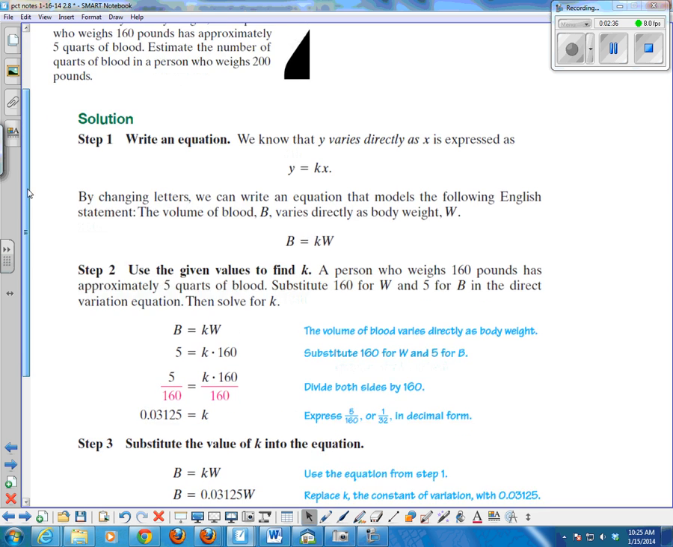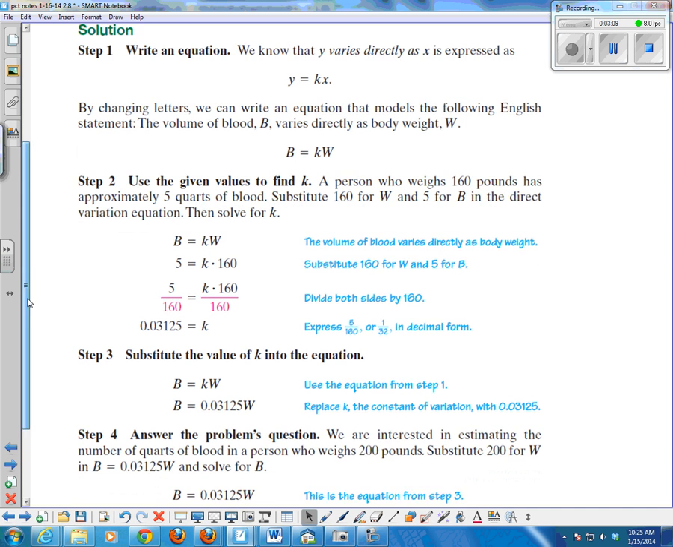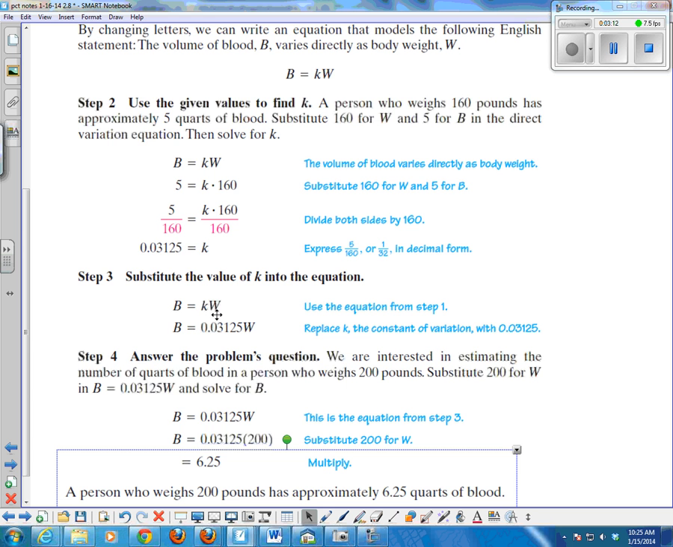Okay, so like I said, we're going to start by writing the y equals kx equation. You can change this to variables appropriate to the problem. B equals kw. Substitute in the 5 and the 160 to get the constant of variation. Now that we know that that constant of variation is 0.03125, you go back to your B equals kw equation and put in the k equals 0.03125. Use that information, this equation now, to solve for B when the person weighs 200 pounds.